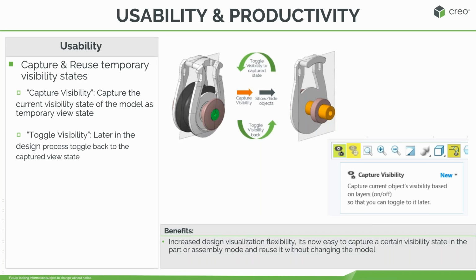That's why in Creo 12, you now have a much faster way to capture visibility. With this feature, you can save the current visibility state as a temporary view. Later in the design process, just toggle visibility back to your saved state anytime without any setup required.